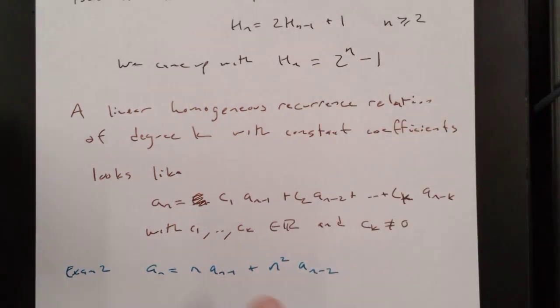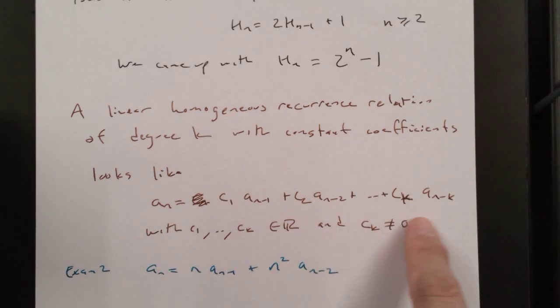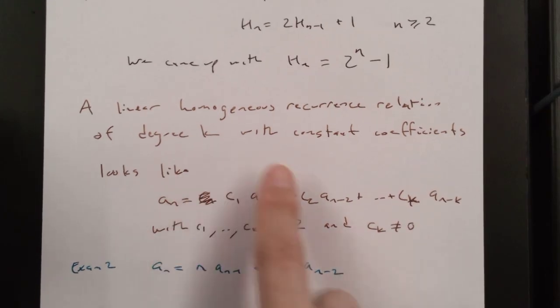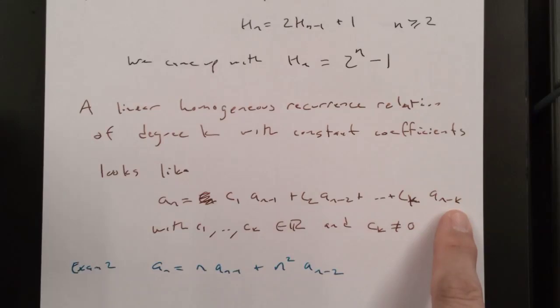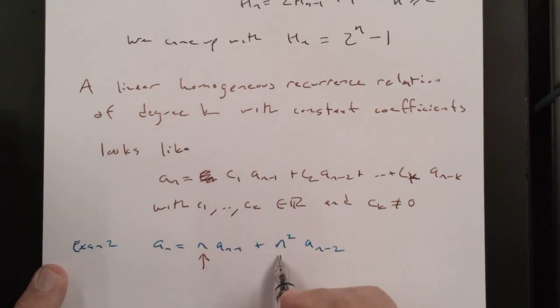Aha. So linear, because all of these things are to the first power. Homogeneous, there's nothing without an a here. Constant coefficients, non-constant coefficients. Degree k. I'm going to work with things that look like this. So something like this one.